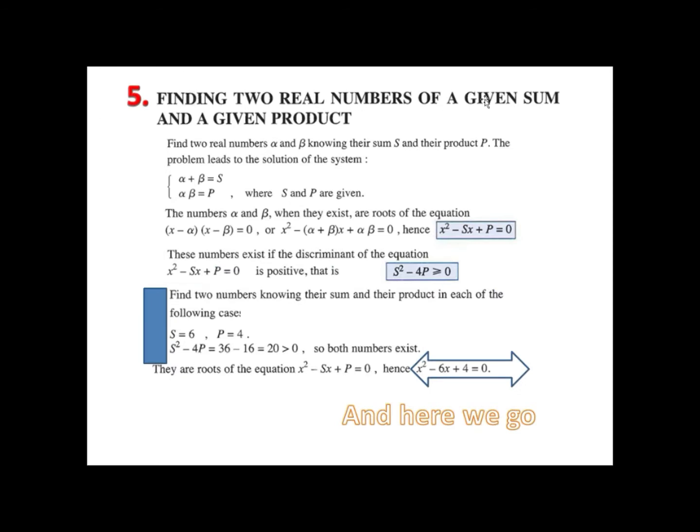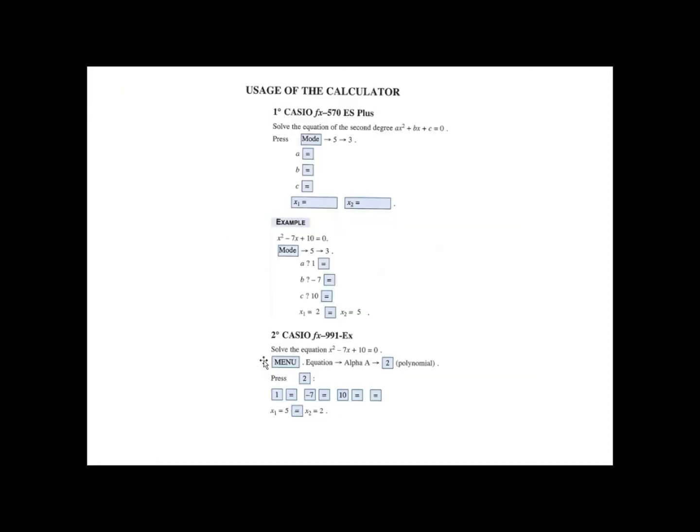Finding two real numbers of a given sum and a given product. بيكون في given sum مثلا s equals 6, product p equals 4. نجي بنقول انه لازم يكون s square minus 4p greater or equal to 0 لحتى يكونوا هدول two numbers exist. بعدين الايكويشن راح يكون general form تبع x square minus sx plus p equals 0. وهيك بنلاقي two numbers as in this example.